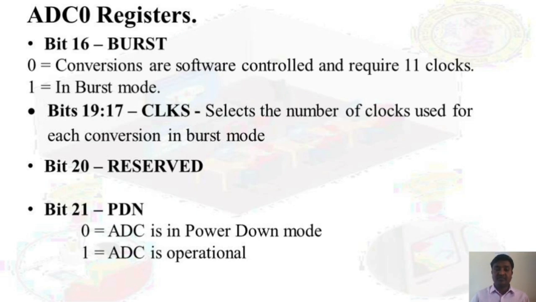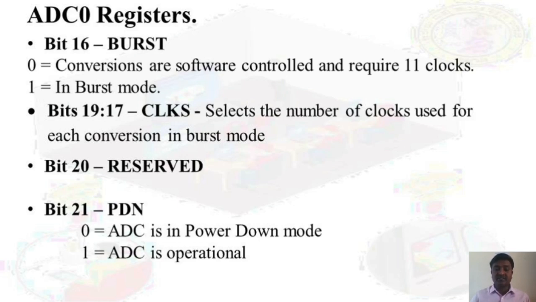If the bit value is 1, it is a burst mode. Bits 17 to 19 select the number of clocks used for each conversion in the burst mode. As we have seen, if it is 0, a total of 11 clocks is required. Out of 11, based on the bit value, that many clocks will be selected. That is bit number 17 to 19.